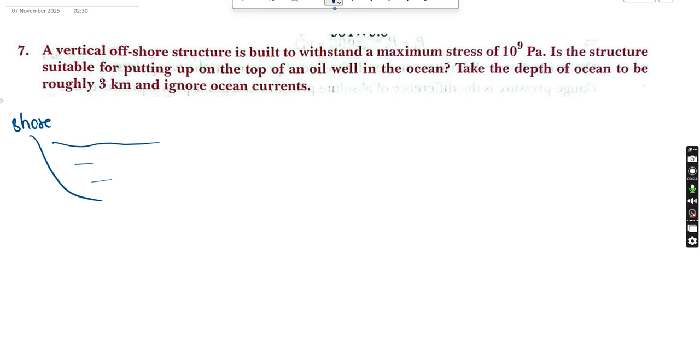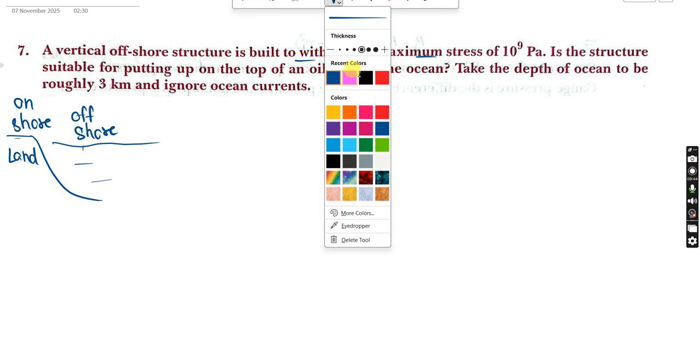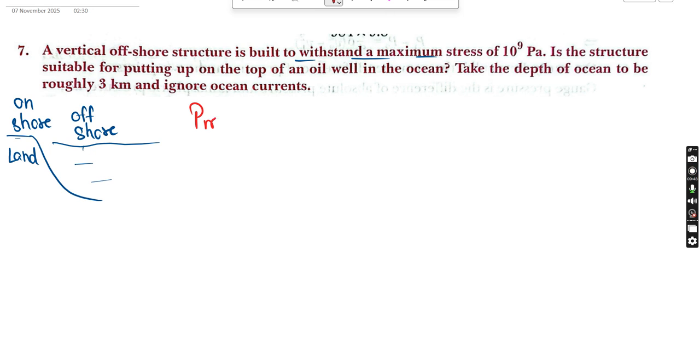So here basically there will be two concepts. One is onshore. Onshore means you are basically doing it near the land, and offshore means you are doing it on the water. So here they are saying offshore, so we need to keep it in water. Now they are saying an offshore structure is built to withstand a maximum stress of. So here the maximum stress is given.